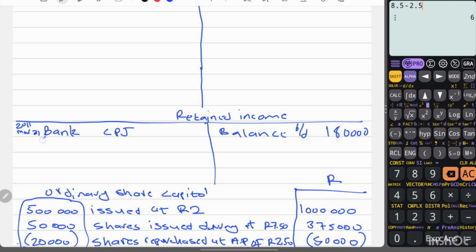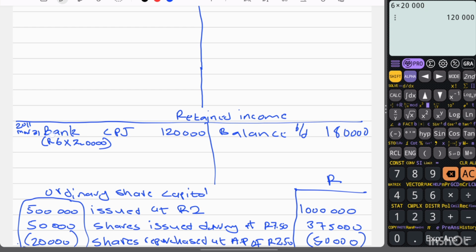Here you can just open your bracket. I said to you 6 rand per share was taken from the retained income. Then it's going to be 6 rand multiplied by the number of shares that were repurchased by the company. 6 multiplied by 20,000 is 120,000 rand. It means that 120,000 rand was taken from the retained income in order for the company to be able to repurchase these shares.